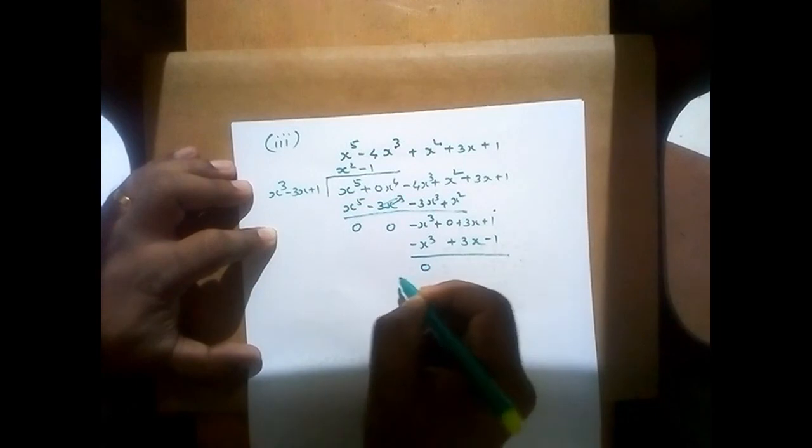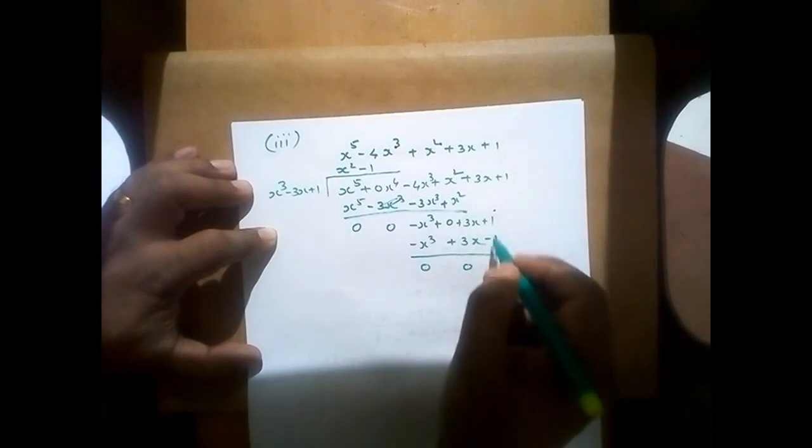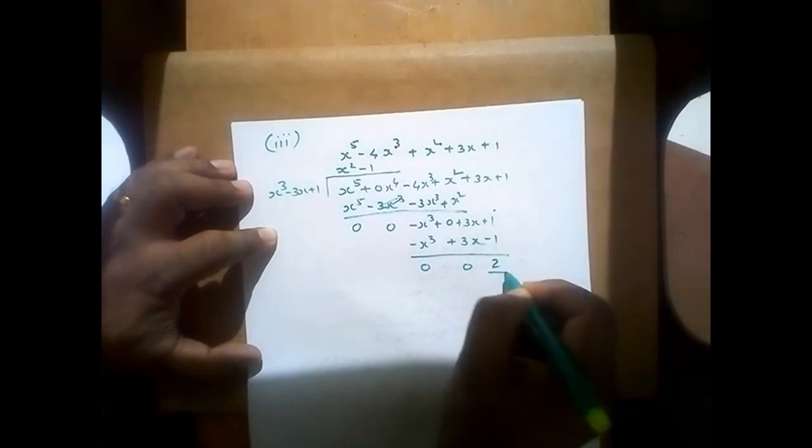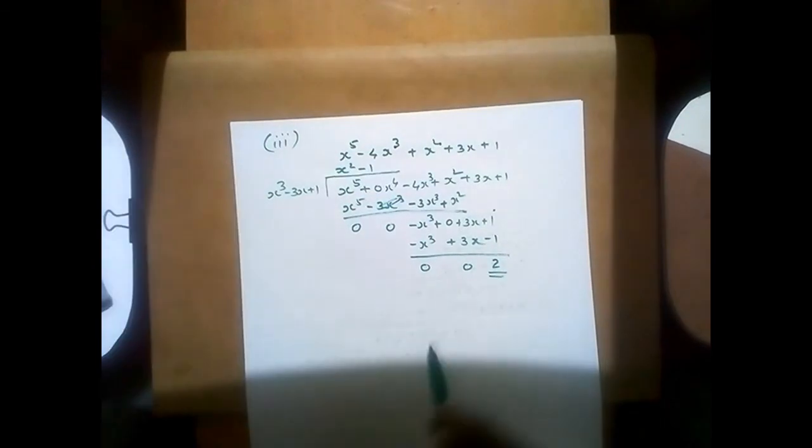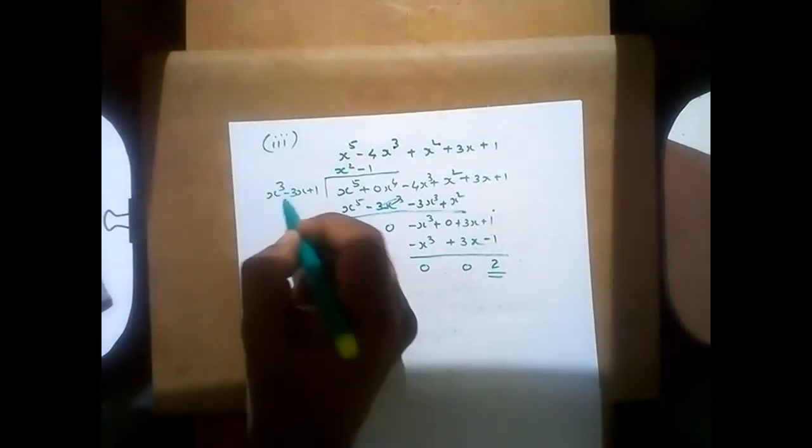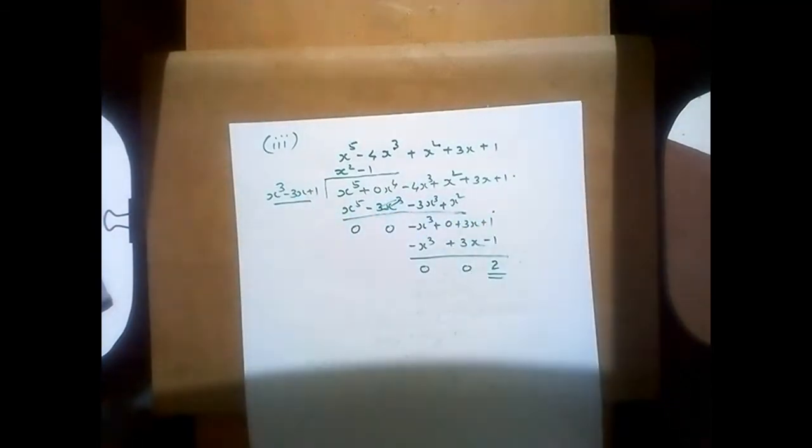Here it is 0, here it is 0, here it is 1 minus of minus 1, so the remainder is 2. Since the remainder is there, this polynomial is not a factor of the other polynomial. Clear?